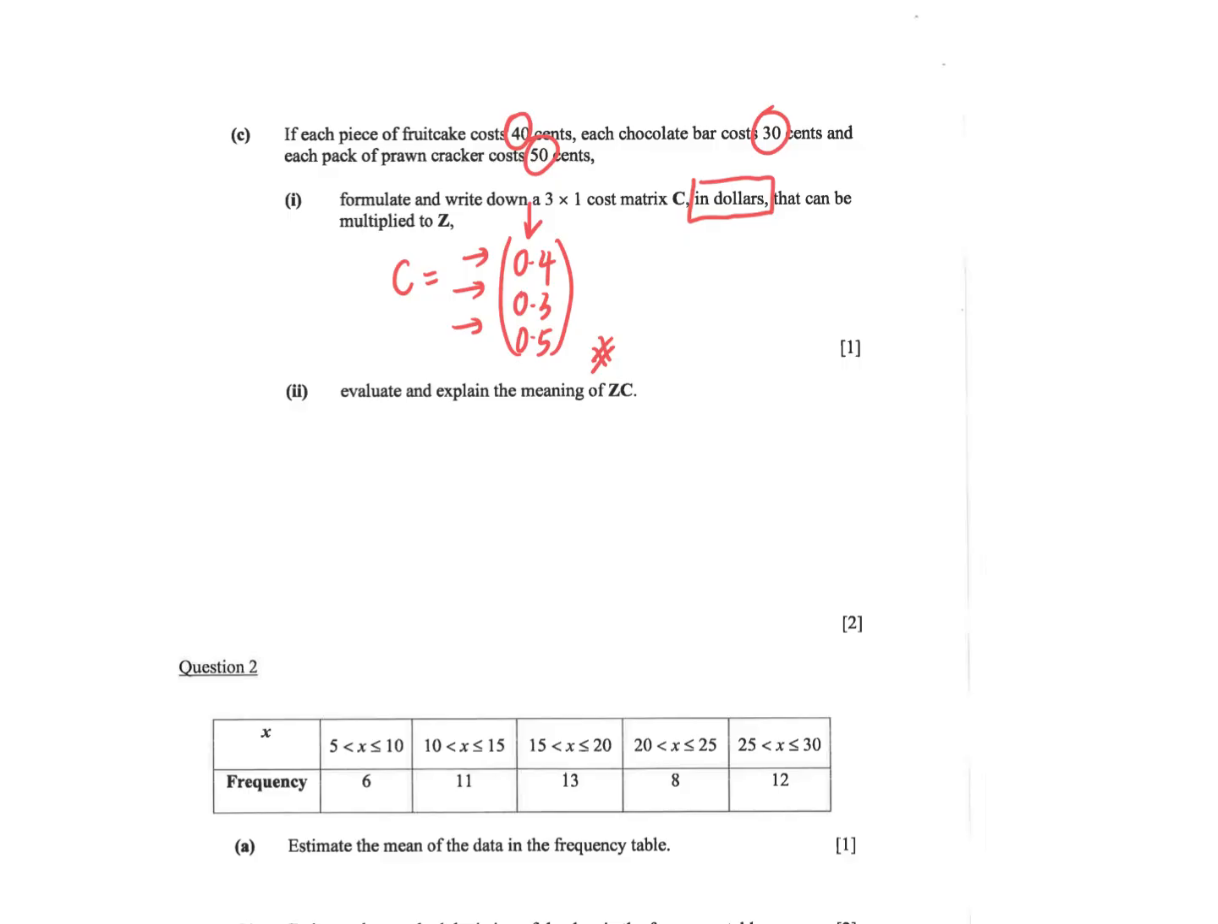So lastly they say Z times C. So just now your Z is 48, 38, 34. Then you multiply by this. So just now it was the total number of fruitcakes, chocolate bars and prawn crackers. These are the pricing. When you use the horizontal minus the vertical, you end up with a 1 by 1 matrix.